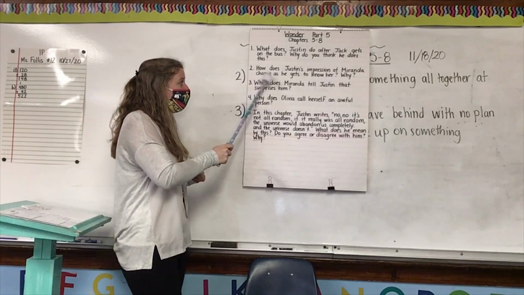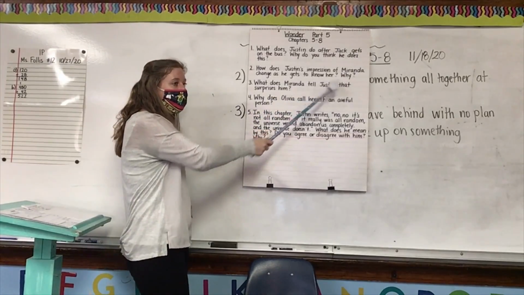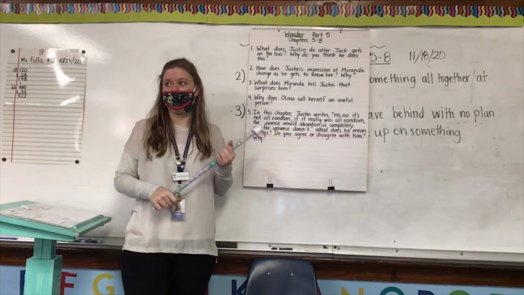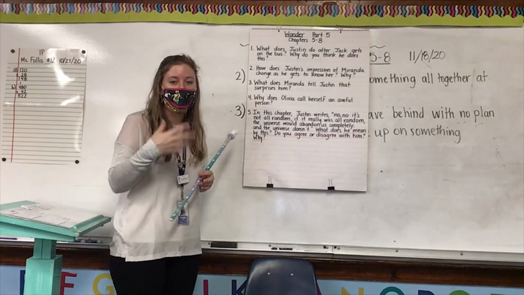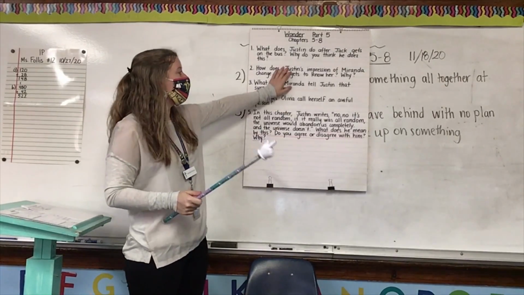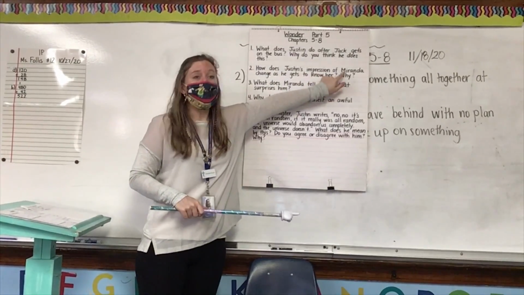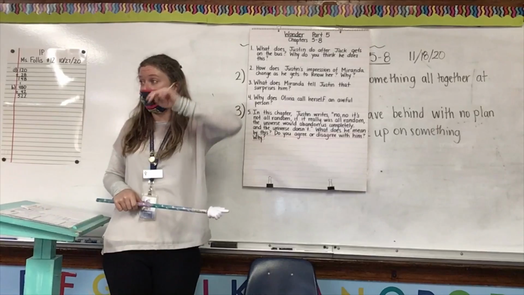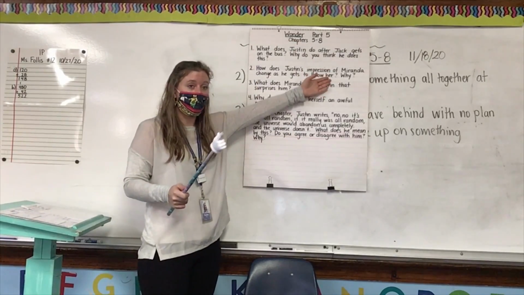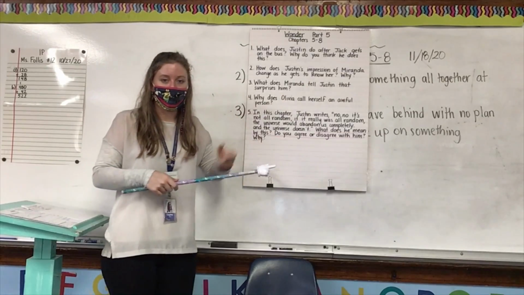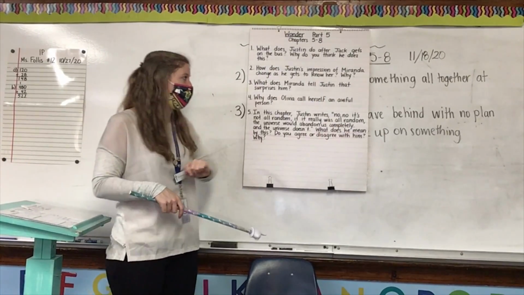Number 2, how does Justin's impression of Miranda change as he gets to know her? Why? That means, how does his impression change? What was it at first? What is his impression of her now? Remember, an impression means what does he think? What did he think about her at first? What does he think about her now? Why did this change happen? So that's 2 parts. How did it change? So you say this is what it was at first. This is what it is now. Why did that happen? Why did it change from that first thought to what it is now?